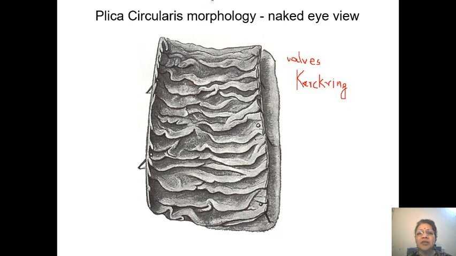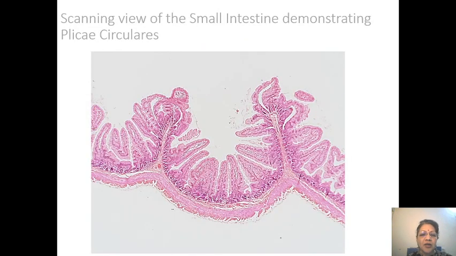So please remember that this is something you see with the naked eye. This is not a microscopic feature, but the term keeps coming up. Remember, plicae circularis, and you will look for it when we actually do the dissection. This same plica, the same fold, this is the surface of a fold. The plica is actually this fold. So if you look at it under a scanning view or a very low magnification view, what you're looking at with the naked eye is this fold, right?